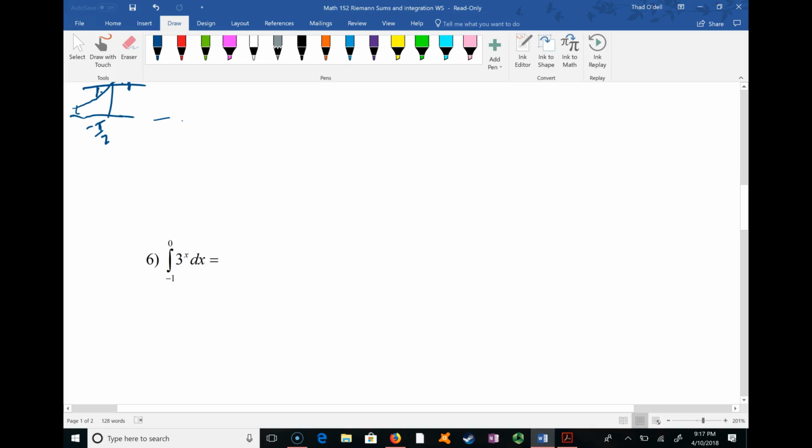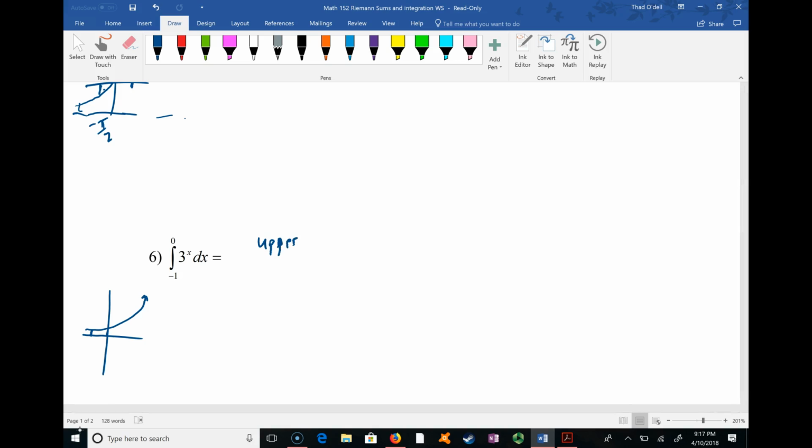So we're going to approximate this once again, and 3 to the x looks something like that. So if I'm going from -1 to 0, that'd be from there to there-ish. That's going up all the time, so the right-hand sum is going to be upper again. So upper is going to be, once again, the distance is 1, so that'd be 1/5 times 3 to the 1/5, or 0.2, plus 3 to the 0.4, plus 3 to the 0.6, plus 3.